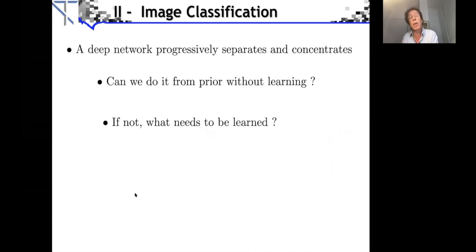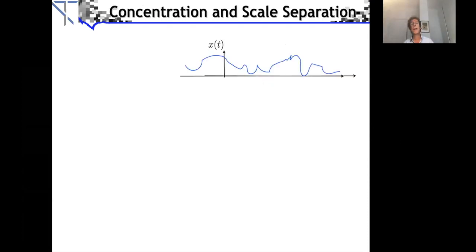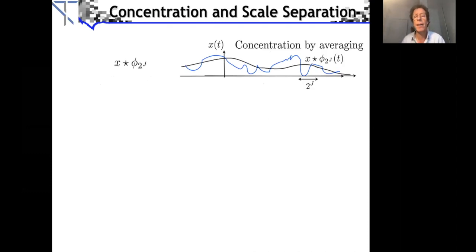Okay, let's go back to image classification. A deep net progressively separates and concentrates. Can we do that without learning? And if we cannot, what do we need to learn? These are the core questions. Okay, let me take a realization here in 1D of a random process. As I said, if you want to concentrate, basically you will need to average. The problem is that if you average, you're losing basically all the information about X.